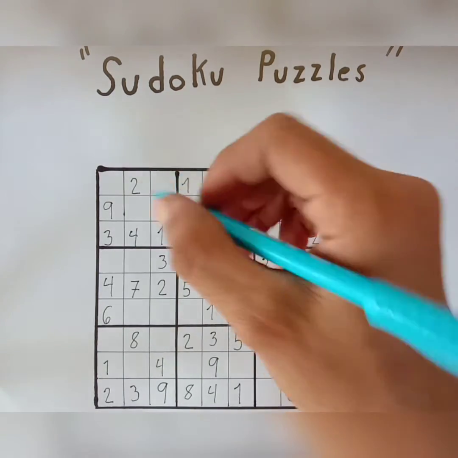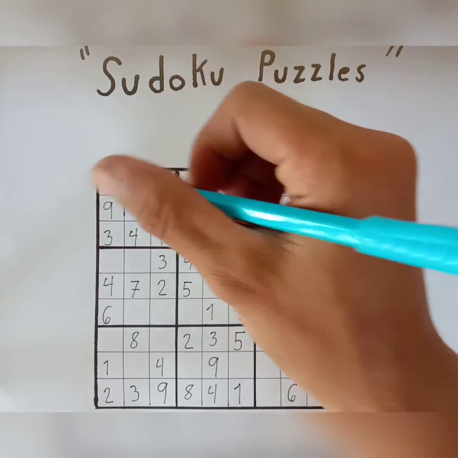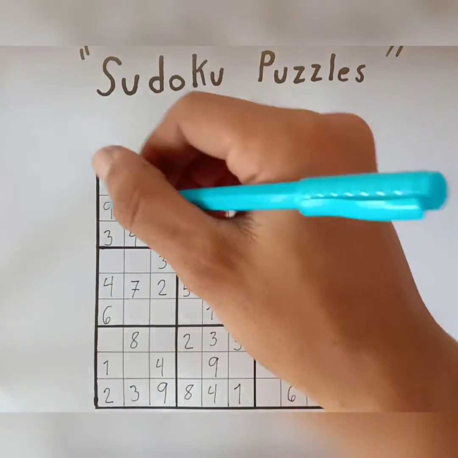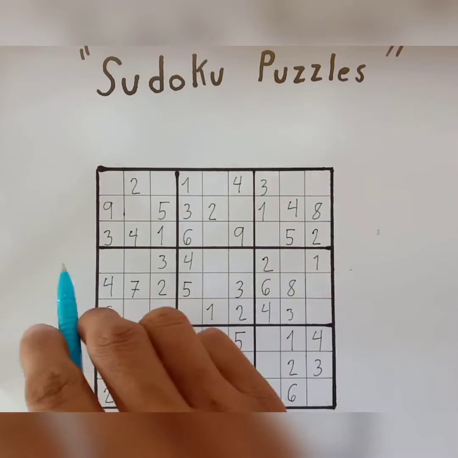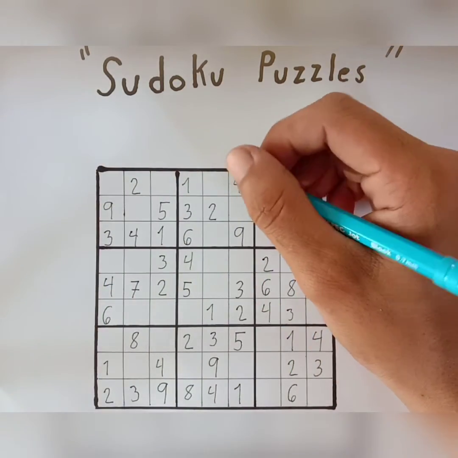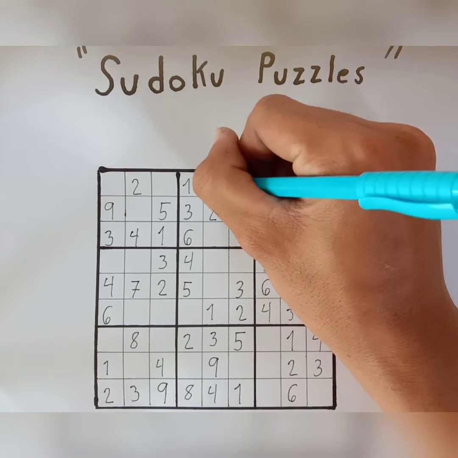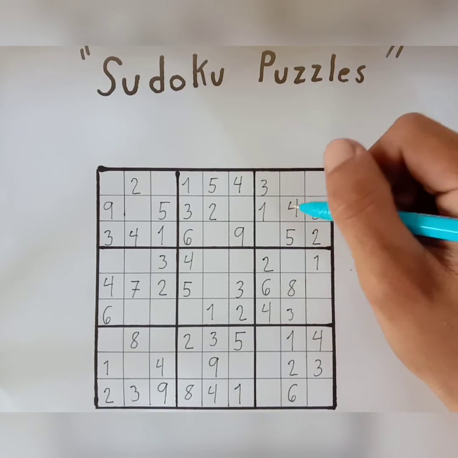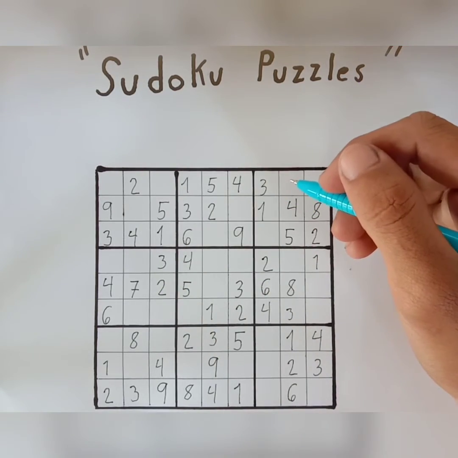Let's see the first box: none of these. We can write the number 5 because there is no number 5 in this row. This row is a mirror. The second box, we can write at the top. This box has the number 5.